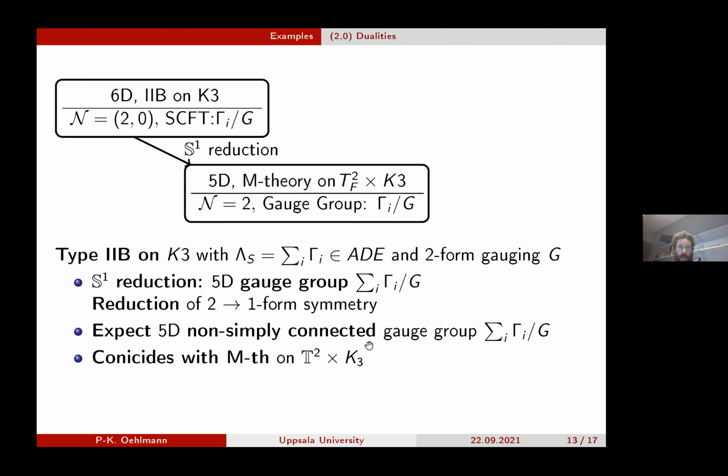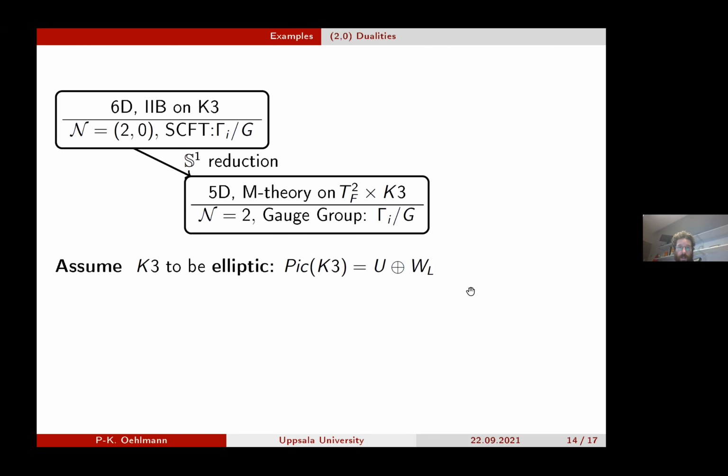So actually, you can test this, because the circle compactification coincides with M theory on the same K3 times the circle. And there you can use this torsion condition that I just told you before to explicitly verify that the group should be of that form. Actually, if you just assume a tiny little bit more, you can check this proposal even further.